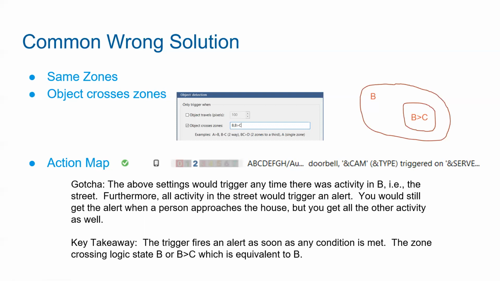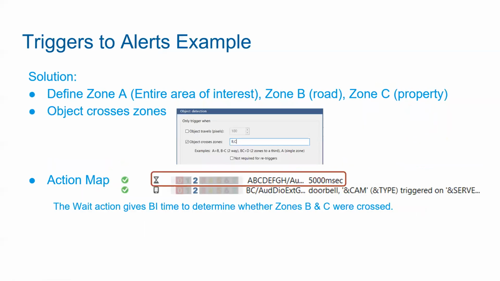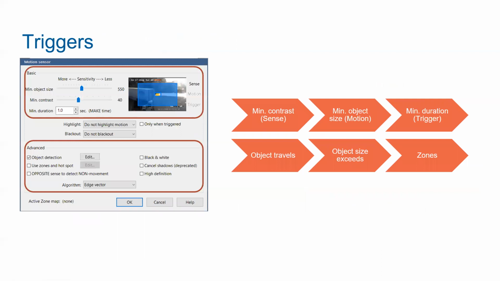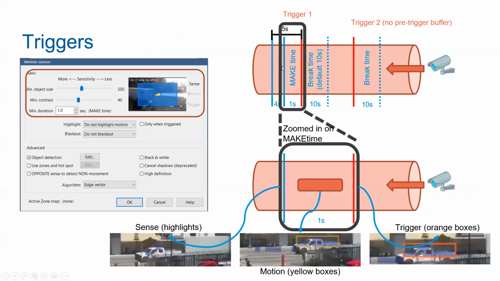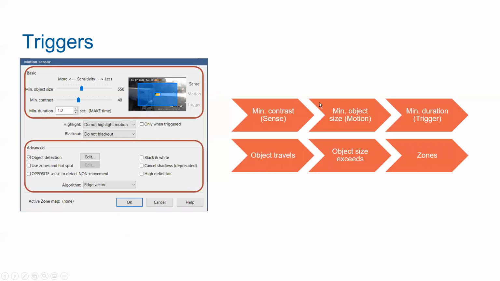Because the reason it doesn't work is that all these conditions in the make time, as soon as one of them is met, it fires the alert. So why is this such an important concept to understand? All these knobs and the logic are within this 1 second, and as soon as any of these thresholds are met, it's going to fire. It's going to record the event and fire the alert, okay?